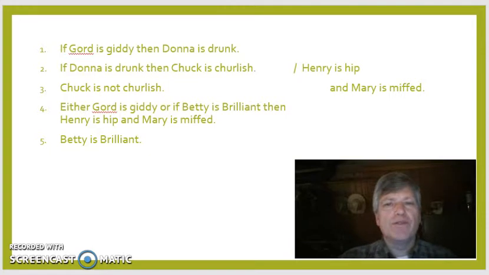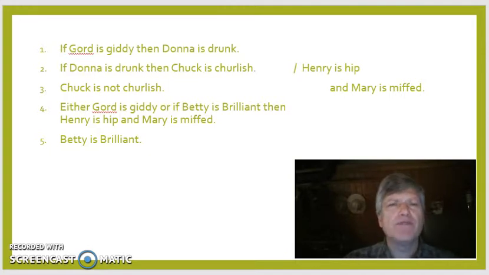So first example in English. Suppose I have this information. Suppose I know that if Gord is giddy, then Donna is drunk. And I know that if Donna is drunk, then Chuck is churlish. But I know that Chuck is not churlish. And I also know that either Gord is giddy, or if Betty is brilliant, then Henry is hip and Mary is miffed. And I also happen to know that Betty is brilliant.